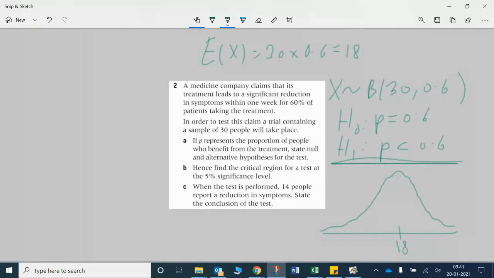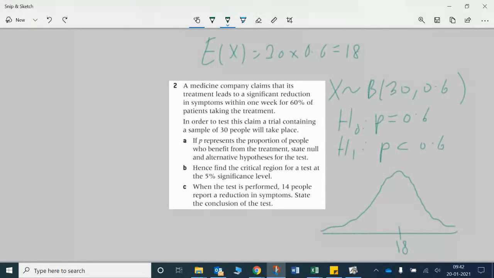Okay, so anyway, I'm going to go with what the book decides is the correct thing. So the probability is less than 0.6. So there's the null and alternative hypotheses. That's part A done. So for part B, it says, hence find the critical region for a test at the 5% significance level. So if it was not equal to 0.6, we'd need to find a region of 2.5% in both of our tails here. That's a more complicated question, and that's not the question at the moment. But they're asking here for us to find the critical region.